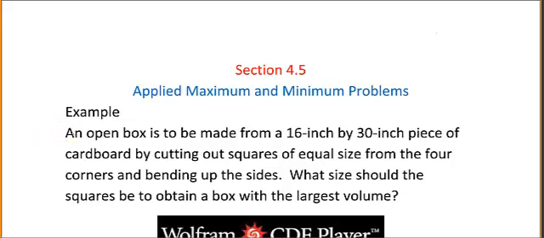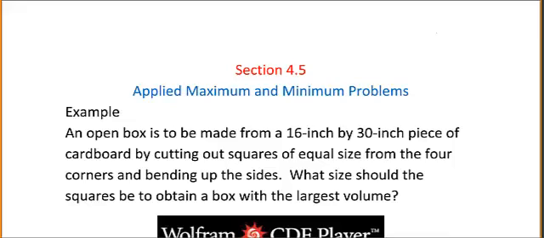It says an open box is to be made from a 16-inch by 30-inch piece of cardboard by cutting squares of equal size from the four corners and then bending the sides up. What size should the squares be to obtain a box with the largest volume? So let's take a look.